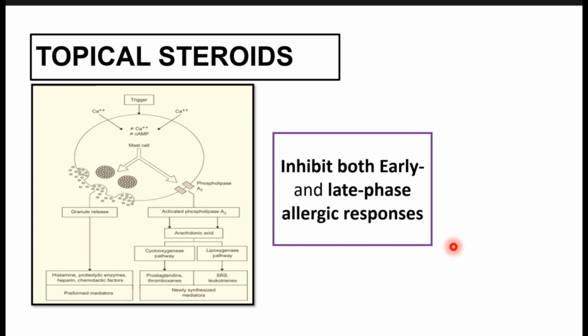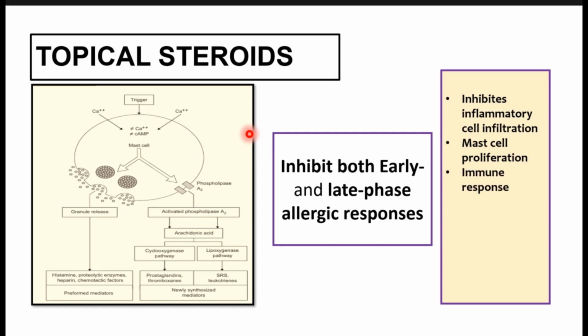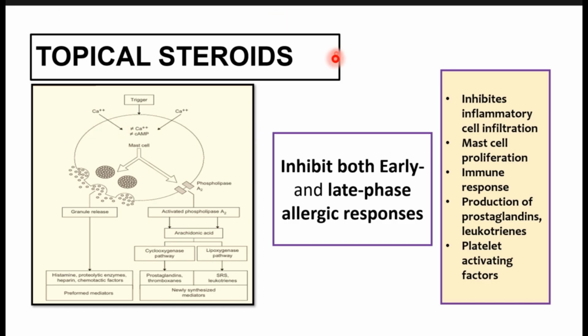Now, when we talk about steroids, steroids are something which is going to act both on the early phase and also on the late phase of the allergy, right? So making them more advanced than the topical NSAIDs. Moreover, the stinging sensation is absent in steroids. So basically what does it mean? It means that they are going to inhibit the inflammatory cells from coming into circulation. They are going to inhibit the mast cell proliferation. They're also going to inhibit various immune responses, production of prostaglandins, leukotrienes, and also the platelet activating factor. So seems like a magic drug, right?